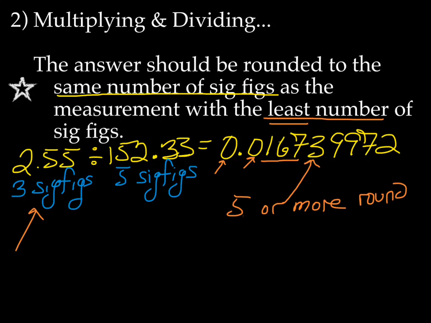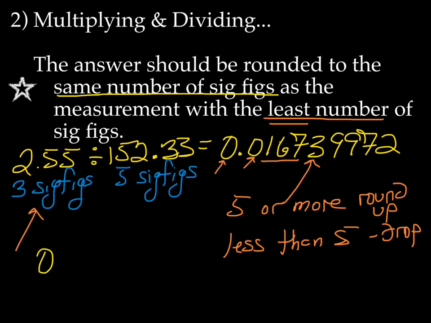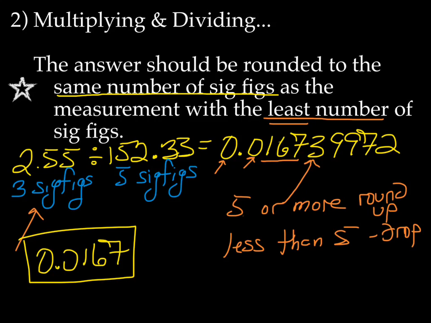Round up. If the number you're going to drop is less than 5, what do you do? Drop. In this case, we're looking at a 3. The 3 is less than 5, so our final answer in appropriate significant figures would be 0.0167. So we have 3 sig figs, and those zeros at the beginning are not sig figs, they're placeholders.